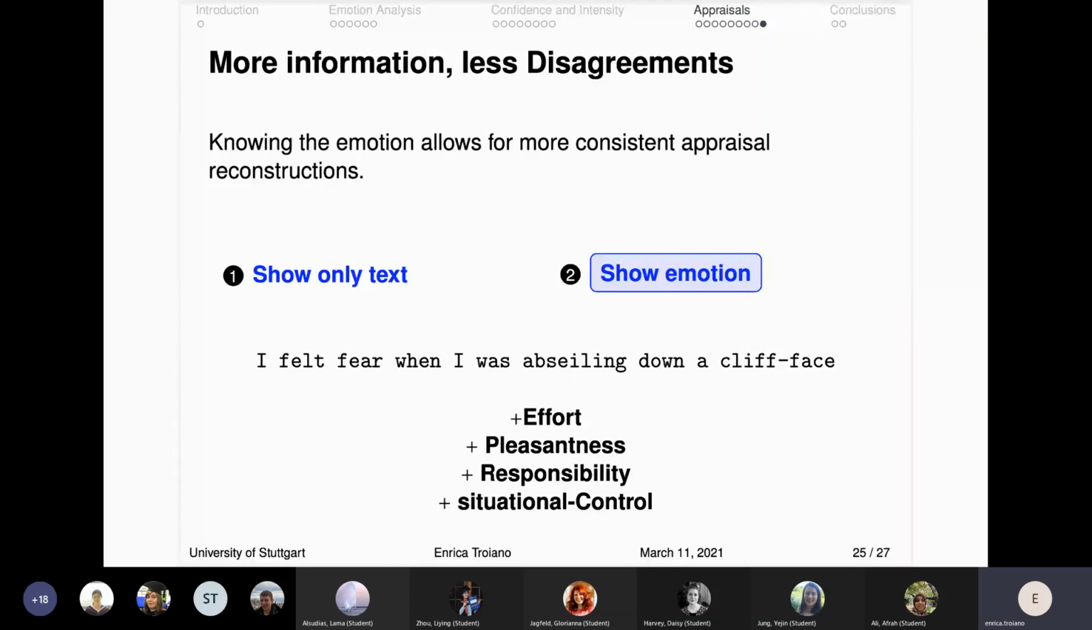So overall, what these numbers tell us is that knowing the emotion allows for more consistent appraisal reconstruction. Giving annotators more information about cognitive phenomena allows them to have more aligned intuitions. And indeed, for the example that I showed you moments ago, the annotators came to agree on the dimension of effort, pleasantness, responsibility, and situational control when they were given the emotion for which the text was produced.